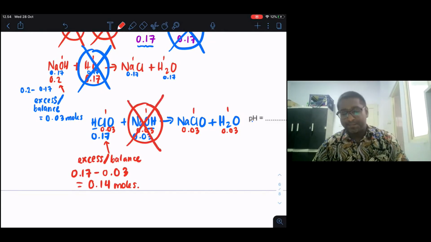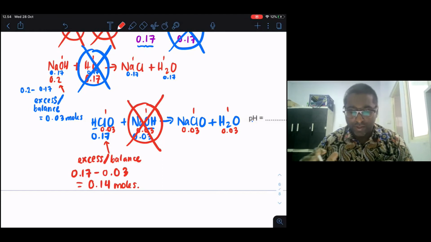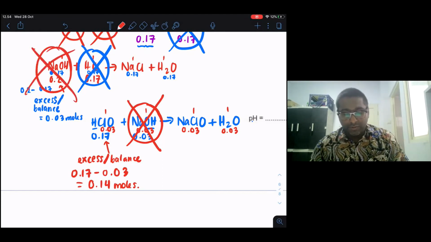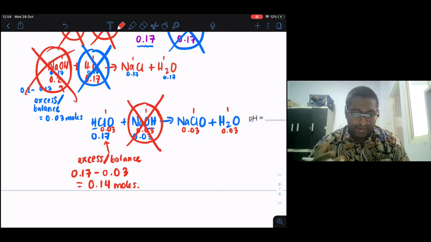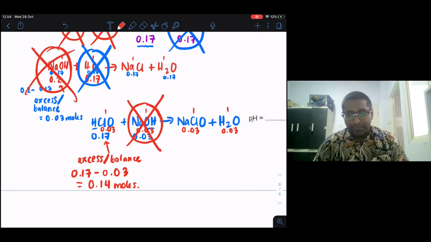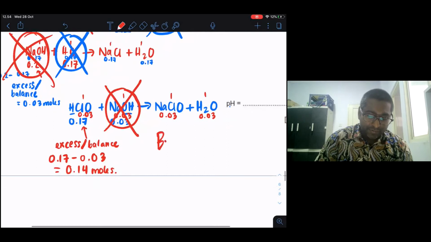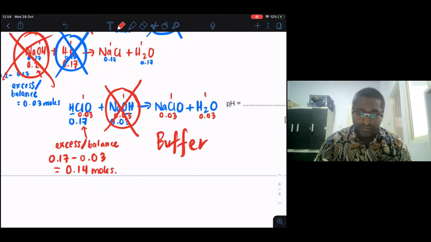Used up. Okay, there's no more NaOH anymore. No more. Done. So you are going to have NaCl, H2O, HClO, NaClO, H2O. And now the combination of two things will give you the buffer. So let's figure out which one will give you the buffer solution. Which one is going to be the buffer?